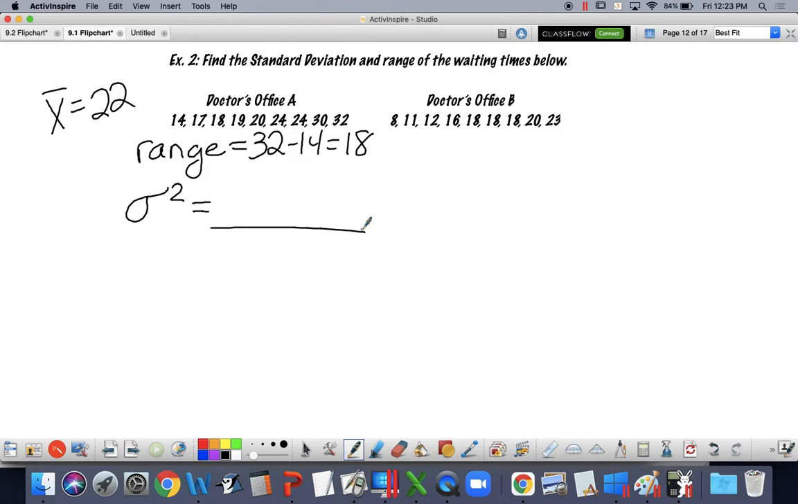So 22 minus 14, 8. 8 squared, 64. 22 minus 17, 5 squared, 25. 22 minus 18, 4 squared, 16. 22 minus 19, 3 squared. 22 minus 20, 2 squared. Everybody kind of seeing the pattern of how I'm calculating these?